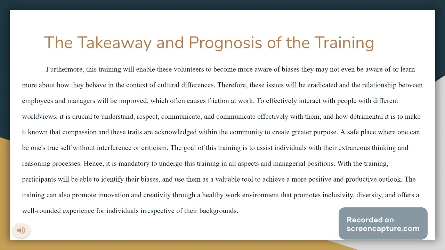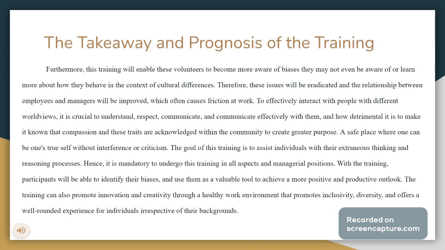To effectively interact with people with different worldviews, it is crucial to understand, respect, and communicate, and to make sure you can communicate effectively with them, and how detrimental it is to make it known that compassion and these traits are acknowledged within the community to create greater purpose. A safe place where one can be one's true self without interference or criticism.